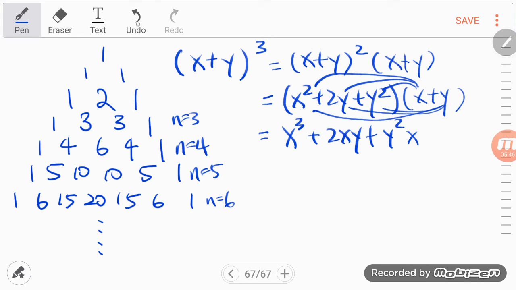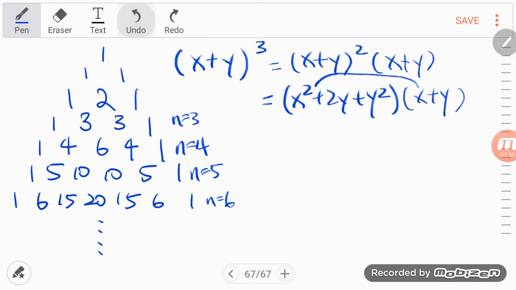Okay, let me undo that. Sorry. Okay, so from here, oh, I see the mistake here. This is plus 2xy. Okay, there you go.